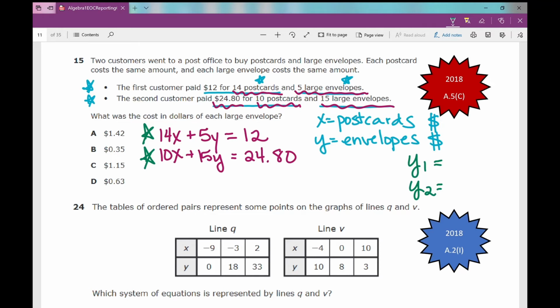It's asking for the cost in dollars for each large envelope. We did that as y. Y represented our envelopes. The y value at the point of intersection is $1.42.